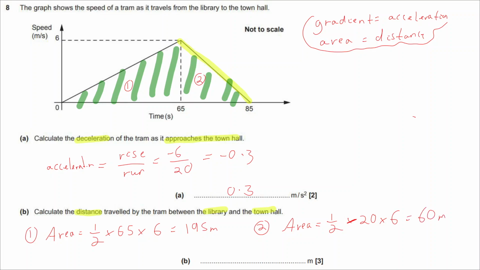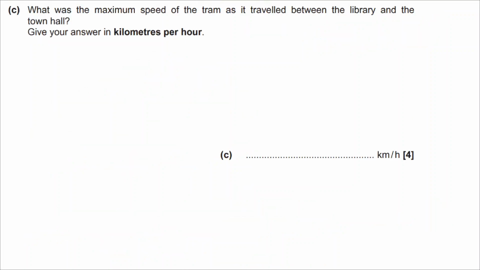Now, to get the total distance travelled, you just add these two together. So the total is 195 plus 60, which gives you an answer of 255, and that is your answer. 255 meters. Good. Check the mark scheme. We are good. Part C.